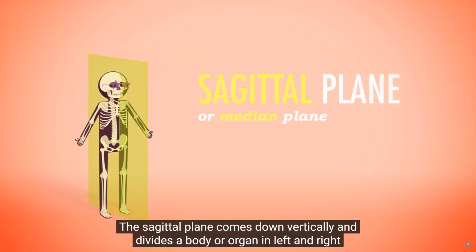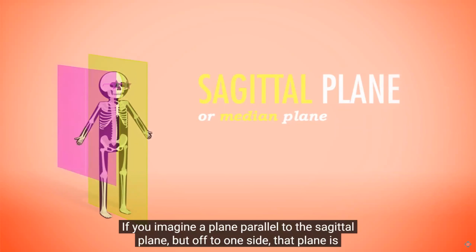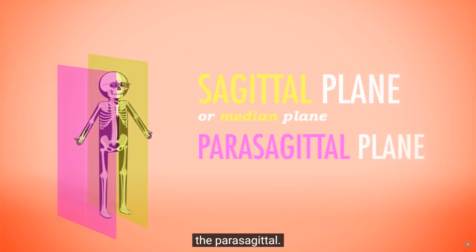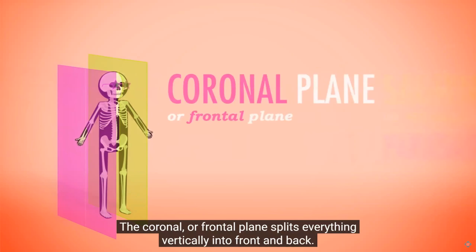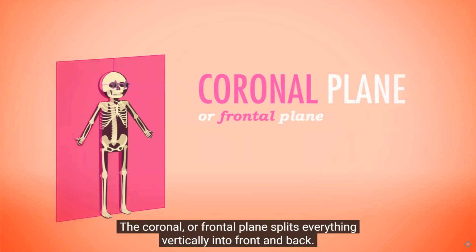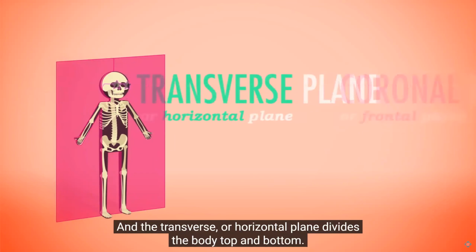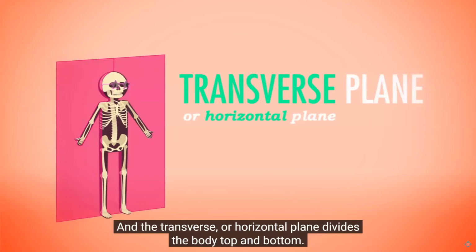The sagittal plane comes down vertically and divides a body or organ in left and right parts. If you imagine a plane parallel to the sagittal plane, but off to one side, that plane is the parasagittal. The coronal or frontal plane splits everything vertically into front and back, and the transverse or horizontal plane divides the body top and bottom.